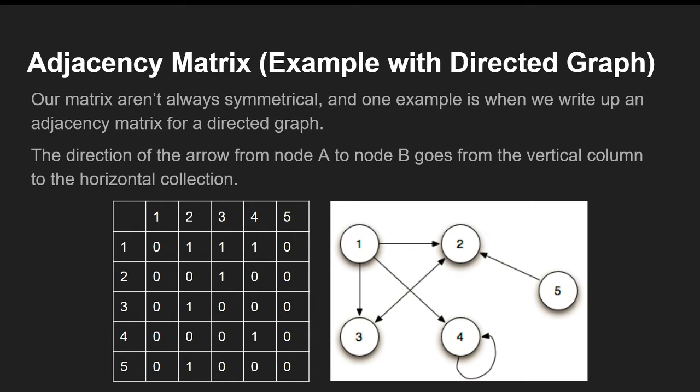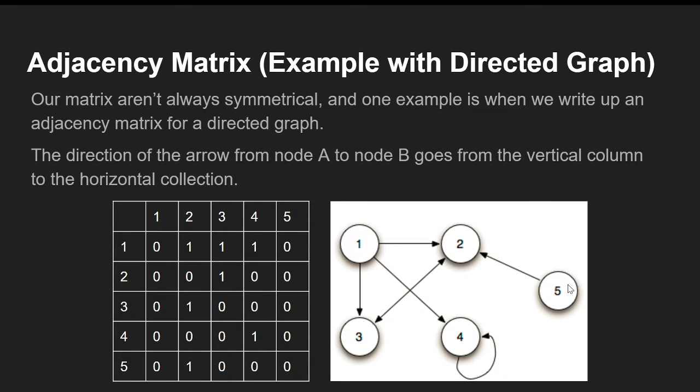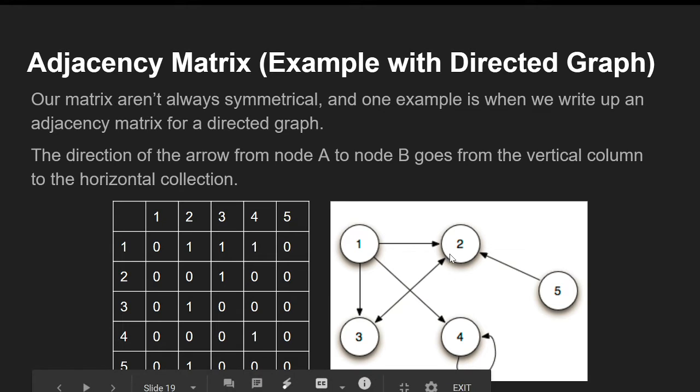It's not always going to be symmetrical, and that's because it's directed. And you can see node 4, it's kind of connecting back to itself, just pointing back to itself, and that's why 4 is connected to 4.